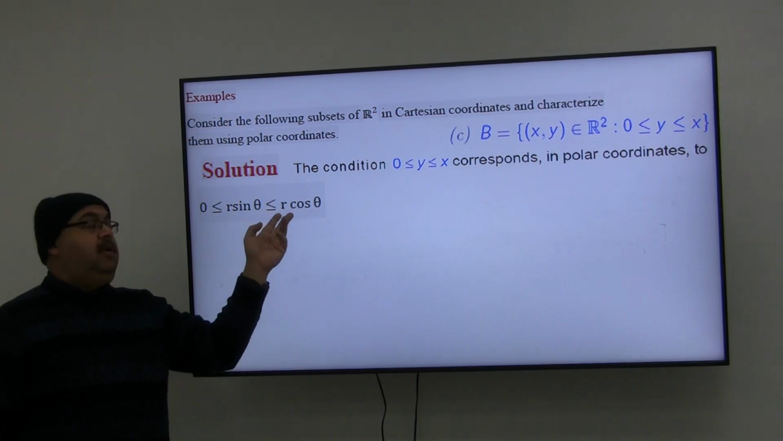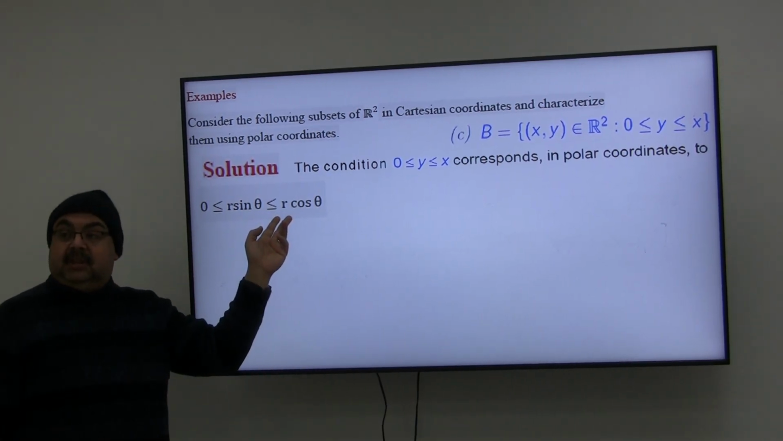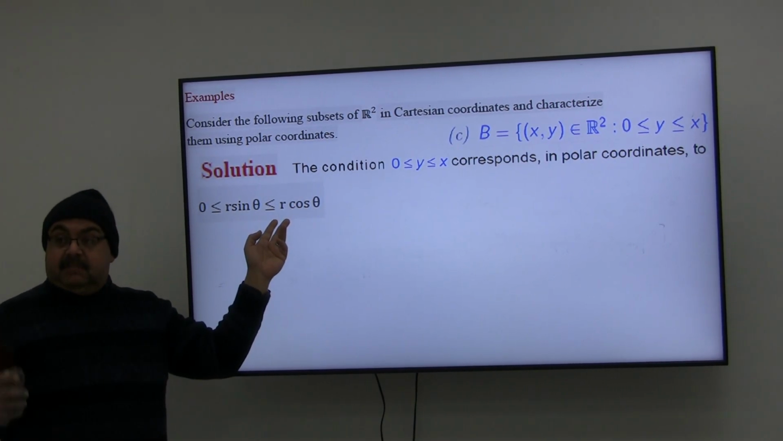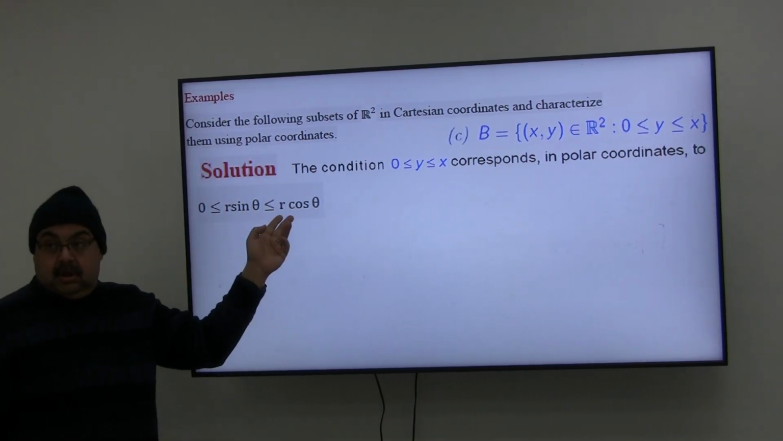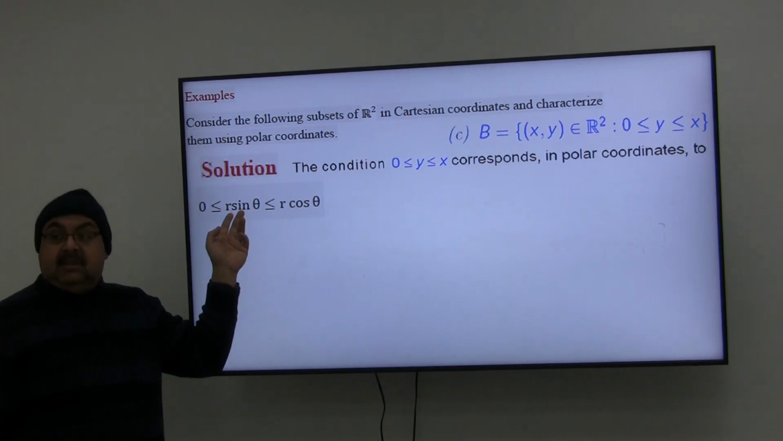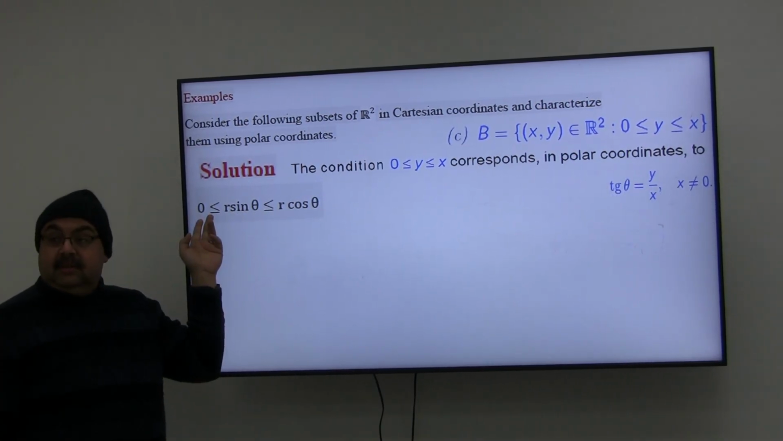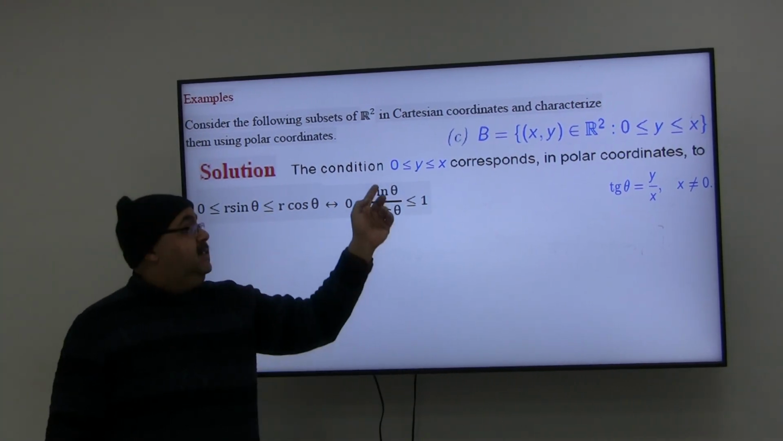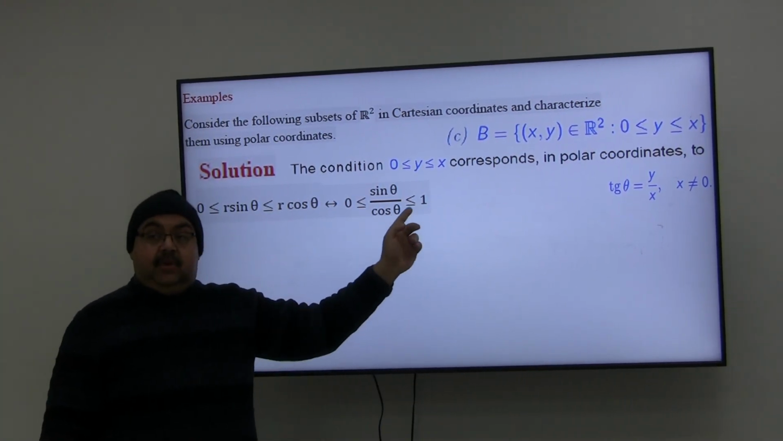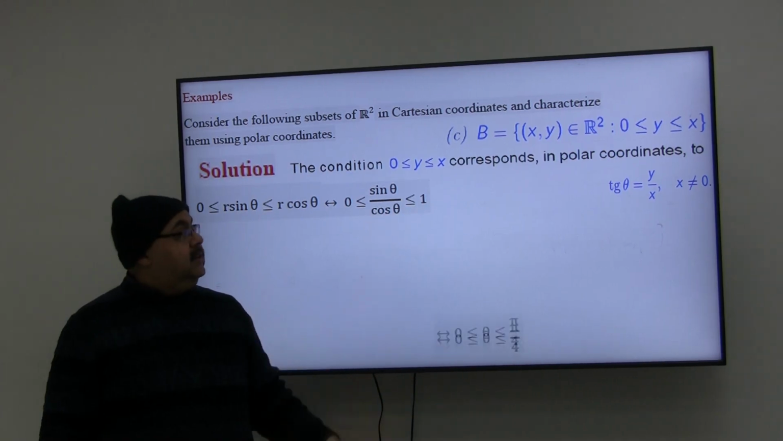I will divide by r cosine theta, like the steps that I had previously. If you divide r sine theta by r cosine theta, you will have tan theta. And that's going to be greater than 0. Am I right? Boss, that's the second step. Which means tan theta is less than or equal to 1 and greater than or equal to 0.